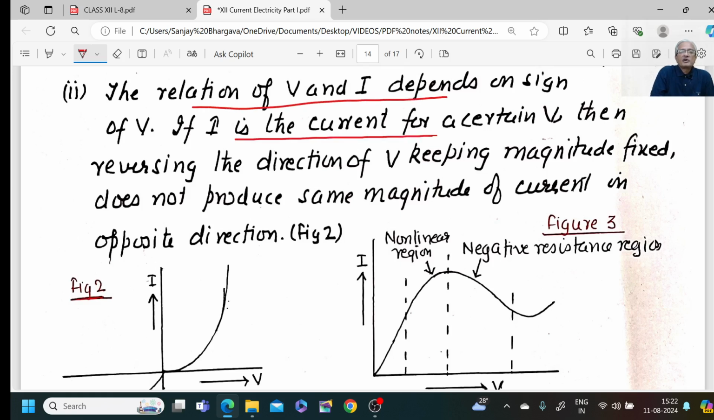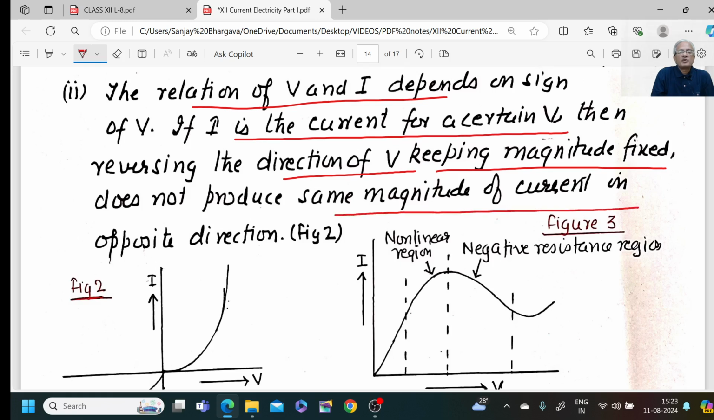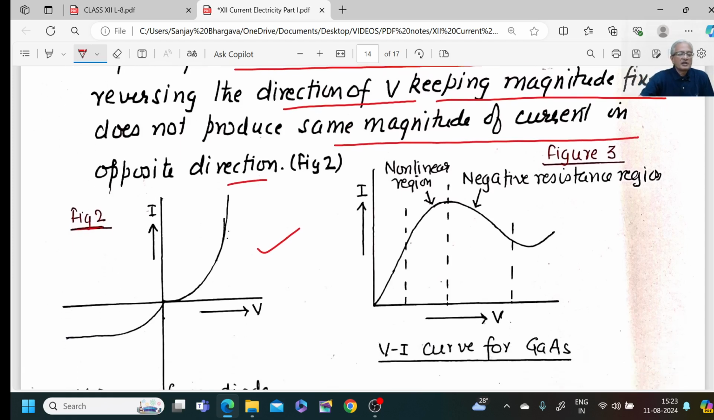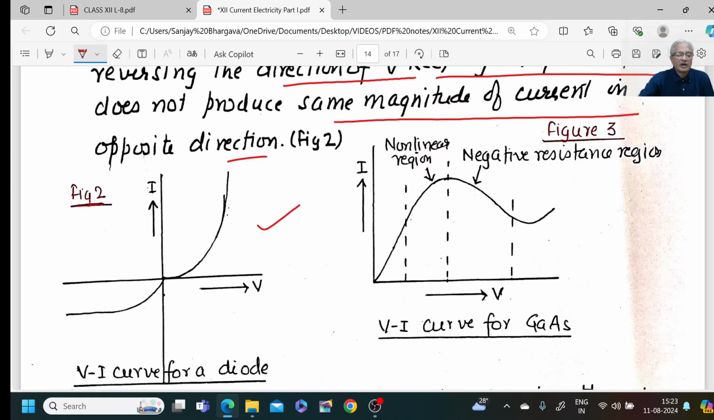If I is the current for a certain V, then reversing the direction of V, keeping the magnitude fixed, does not produce the same magnitude of current in the opposite direction, figure 2. If I apply a positive potential, you see the current increasing non-linearly. But if I reverse V, then the nature of the curve changes. This is nothing but the VI characteristic for a diode, which we are going to study in the last chapter, semiconductors.